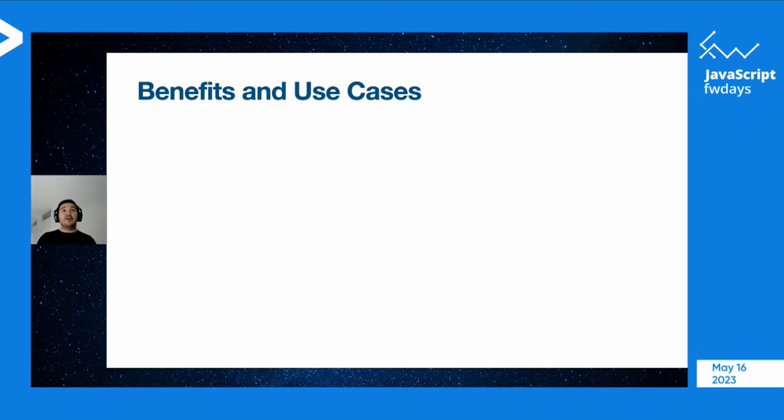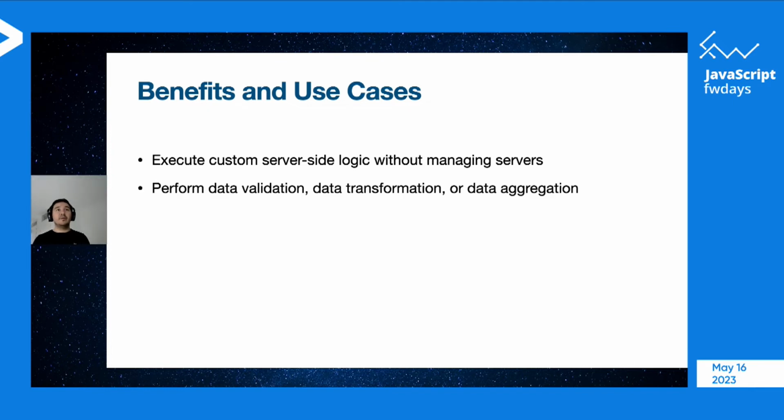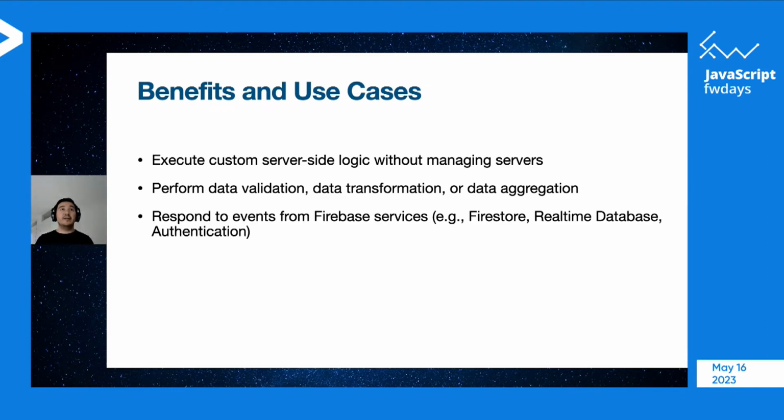And these cloud functions have a wide range of benefits and use cases. They allow us to execute custom server-side logic without needing to manage servers. As mentioned earlier, they can be incredibly beneficial for performing tasks like data validation, transformation, and aggregation. For example, building APIs. So in Node.js, for example, we use Cloud Functions for that. And furthermore, these functions can respond to events from various Firebase services like Firestore, Realtime DB, or Authentication. For example, when a new user signs up, send them a welcome email from MailChimp right away. That is a Cloud Function.